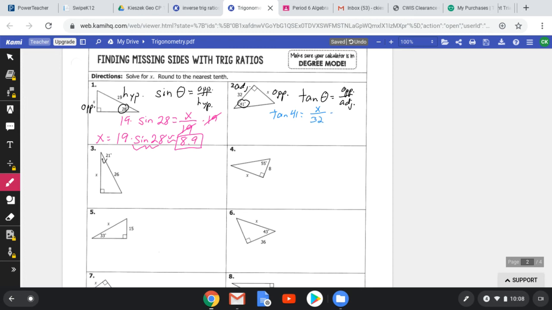Again, get x by itself by multiplying each side by 32. So 32 times tangent of 41, that's what x is going to equal. And now we go to our calculator and we're just going to type that in there. And I'll do 32 times tangent of 41. And I would get that to be around 27.8. Alright. Let's skip down to number 5.